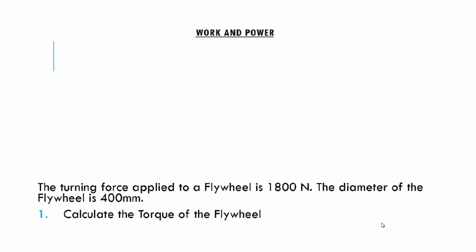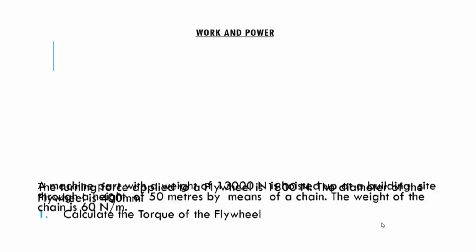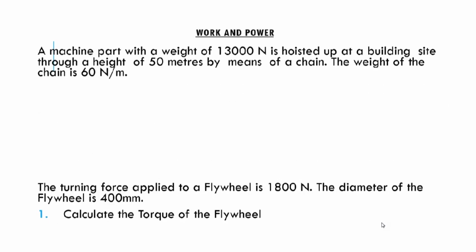Now, let's look at the question that we have. I took these questions from a previous question paper. Our first question says, a machine part with a weight of 13,000 newtons is hoisted up at a building site through a height of 50 meters by means of a chain. The weight of the chain is 60 newton per meter.